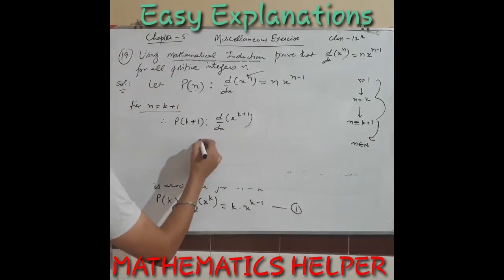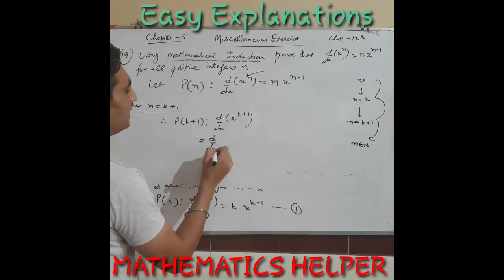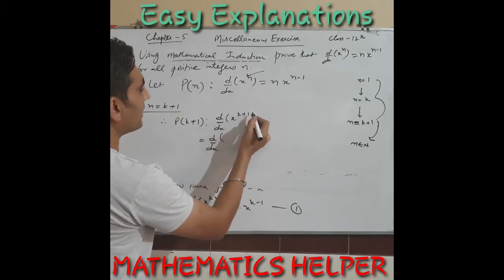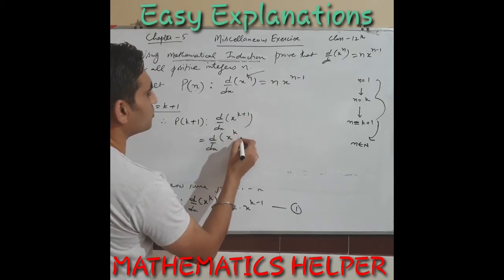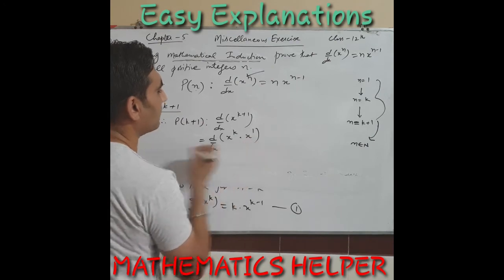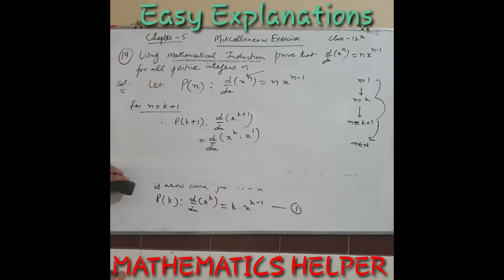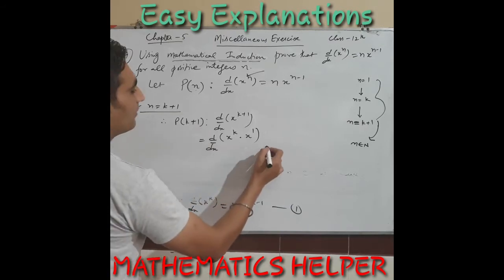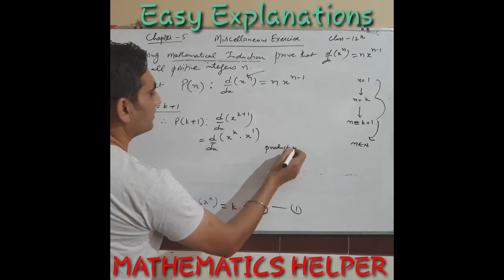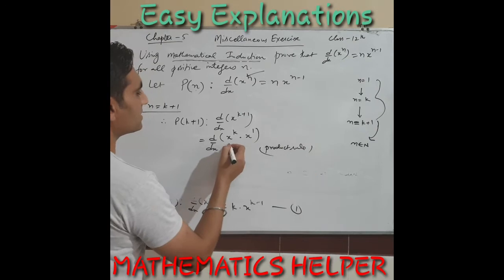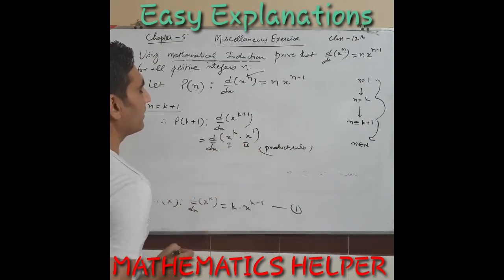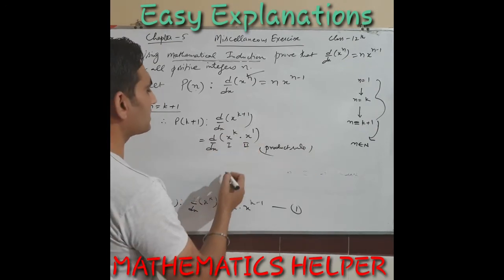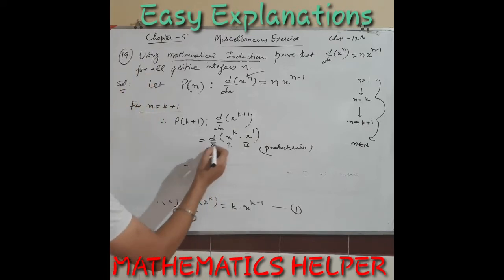So I am going to solve it further. D upon dx, this x raised to power k plus 1 can be written as x raised to power k into x raised to power 1. We have marked it as a product of two values, and we will use the product rule. What is the product rule of derivative? First as it is, derivative of the second, plus second as it is, derivative of the first. So we are going to use that.